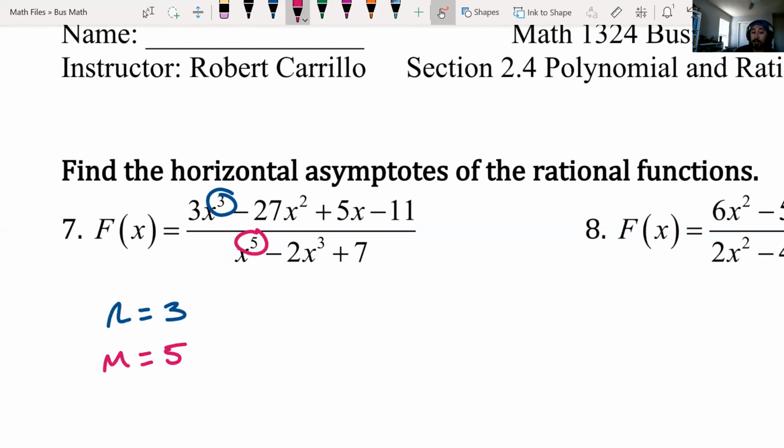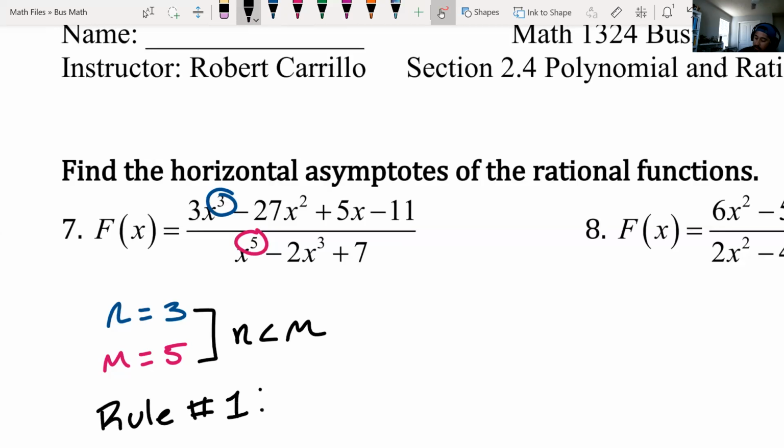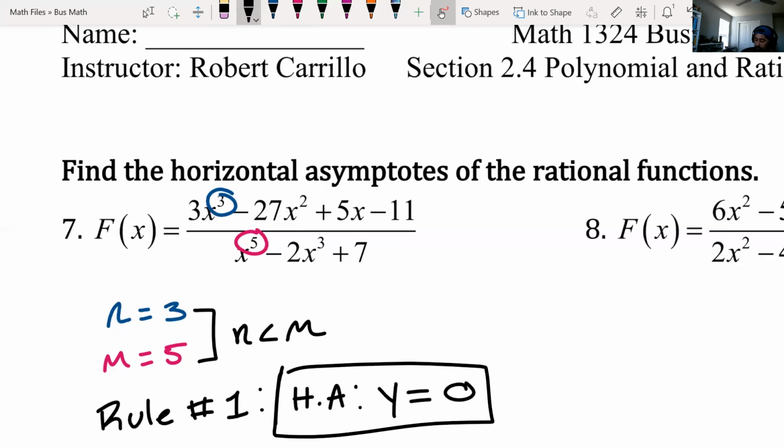is 5. The degree of the numerator is smaller than the degree of the denominator. So n is smaller than m. 3 is less than 5. This means that this is rule number 1, where your horizontal asymptote is going to be y equals 0. That's it. All you have to do is look at the degrees.